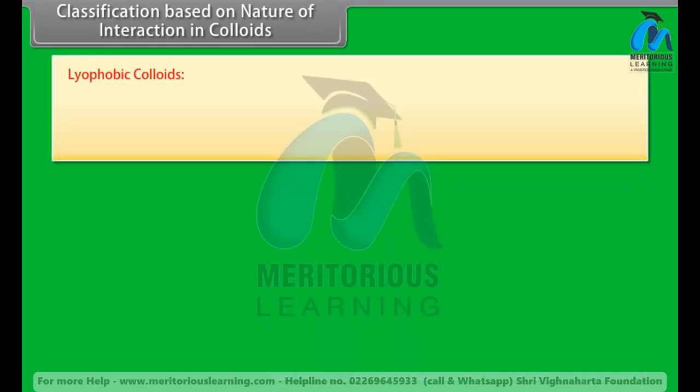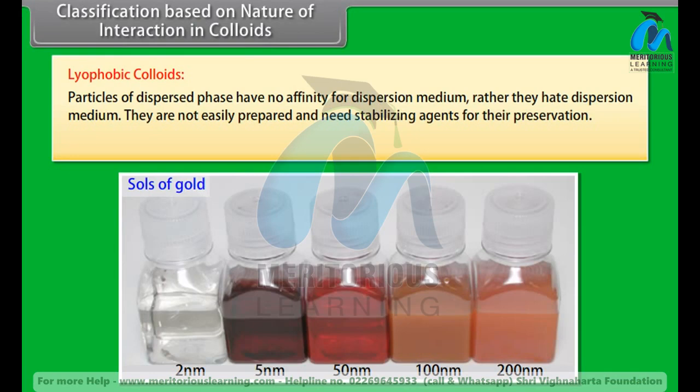Lyophobic colloids: particles of dispersed phase have no affinity for the dispersion medium. Rather, they hate the dispersion medium. They are not easily prepared and need stabilizing agents for their preservation. They are irreversible. They are also called extrinsic colloids. For example, salts of gold, silver, and ferric hydroxide.